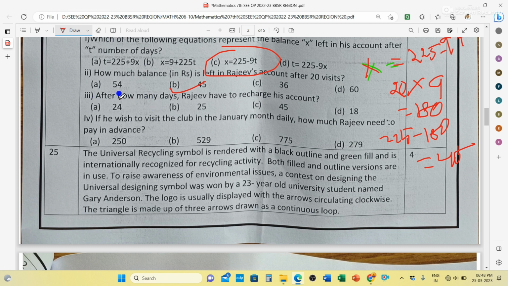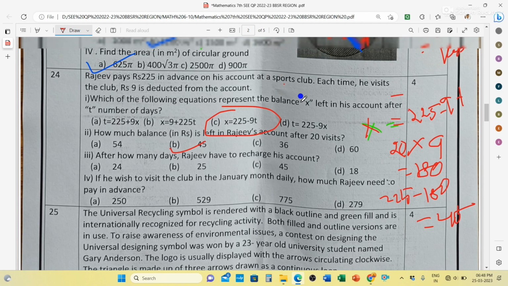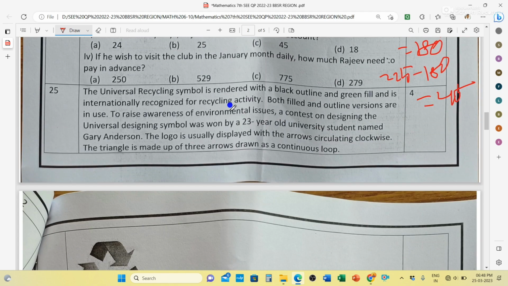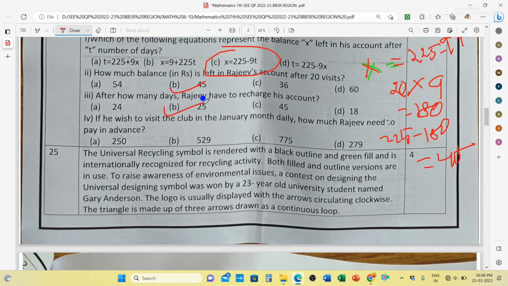3. After how many days will Rajiv have to recharge his account? So the total amount deposited is 225, and for each day, how many rupees are deducted? 9 rupees. So you have to divide 225 by 9. If you divide 225 by 9, then you will get 25. 25 nines are 225. So after 25 days, the balance will be 0. So after 25 days, he has to recharge again.